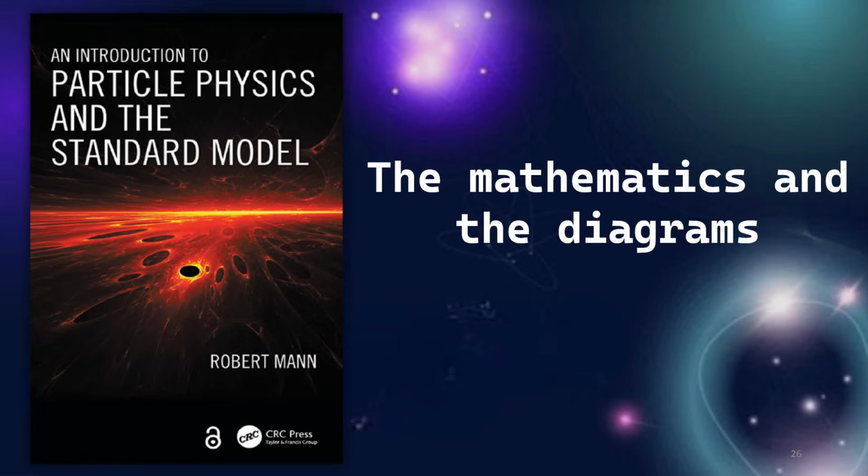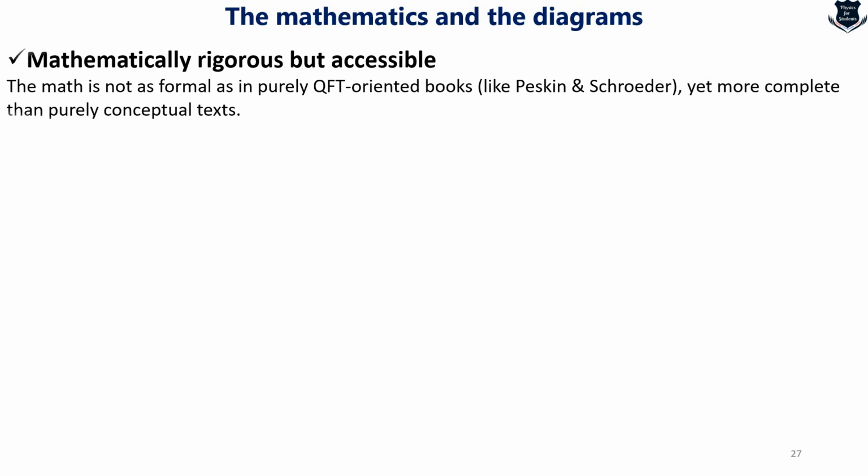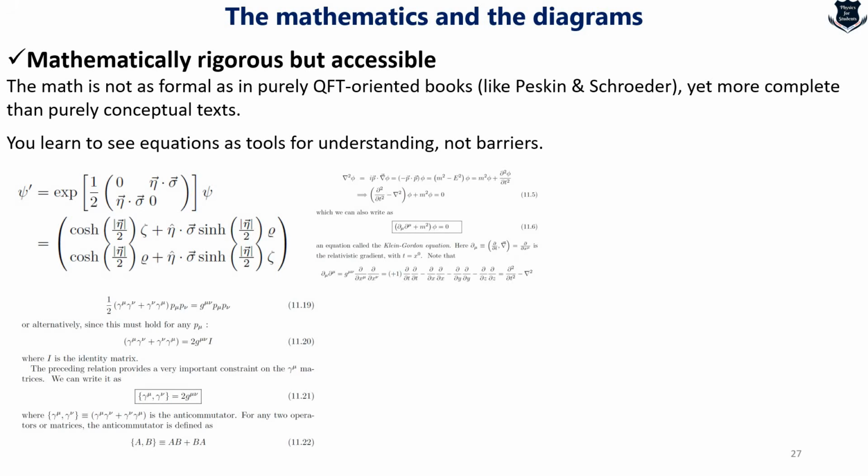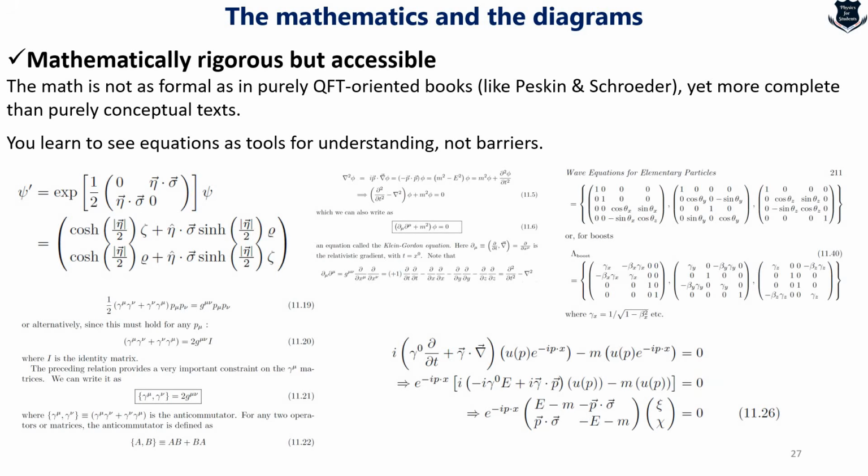Now, if I talk about the mathematics and the diagrams which this book covers, I would say the mathematics is a little bit rigorous, but not as rigorous as that found in Peskin and Schroeder's book, yet more complete than a purely conceptual text. I can summarize that you can learn the equations as a tool for understanding, and it is mathematically rigorous but accessible. Here are a few of the mathematical notations, just to let you know the kind of mathematics which you will see, and it is written in clear notation, so you won't face any problem.